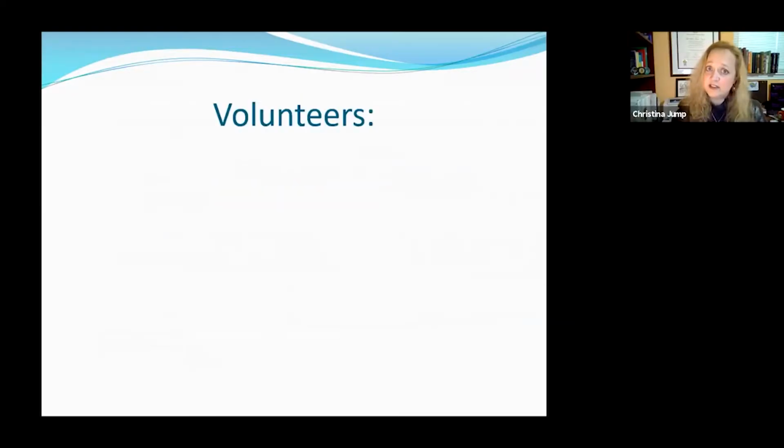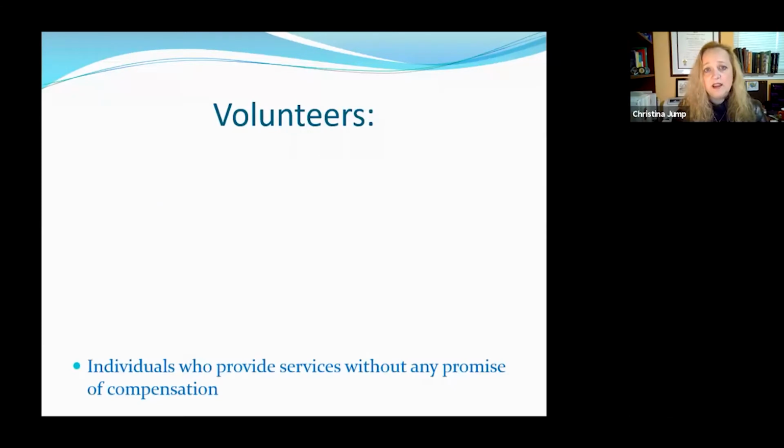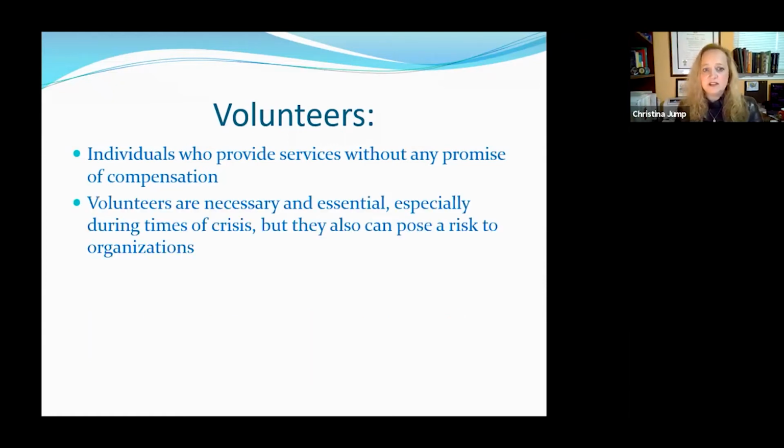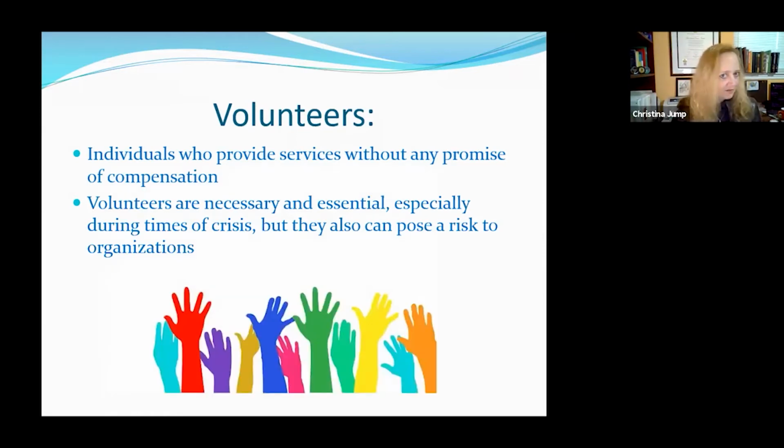And then let's look at volunteers. Okay. Volunteers are individuals who provide services without any promise of compensation. They are necessary and essential, especially during times of crisis, but they do pose a risk to individuals as well, or to organizations as well, to employers. So you can still be held responsible for the actions of your volunteers. So you want to be careful with that. They are important, they are necessary, they still matter.